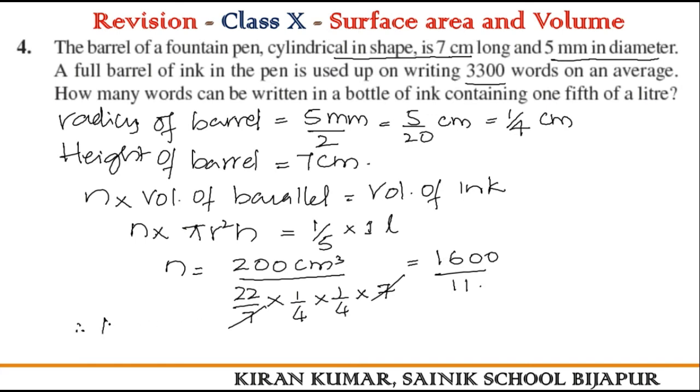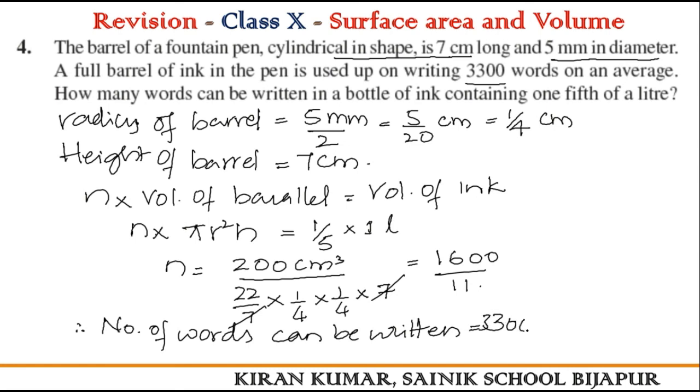Therefore, the number of words which can be written will be, they have given 3300 in one barrel, so into the number of barrels, 1600 divided by 11, this will become 4,80,000. So 4,80,000 words can be written using 1/5 of a liter of ink.